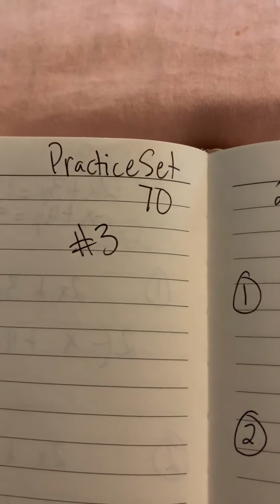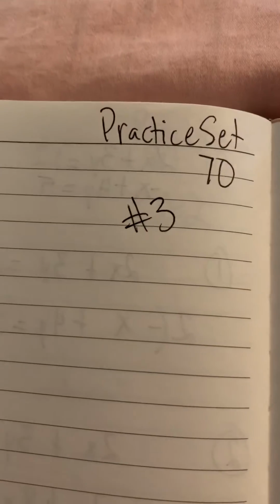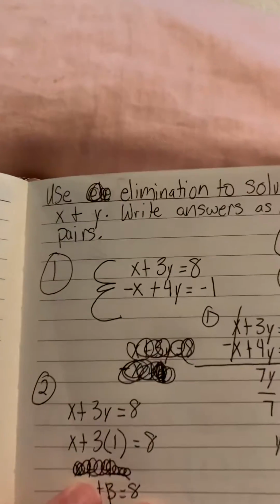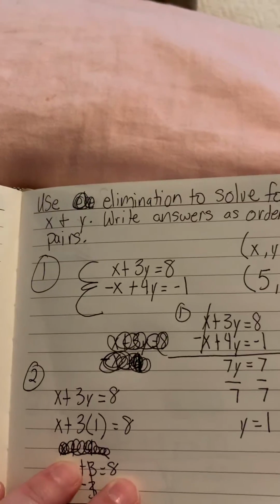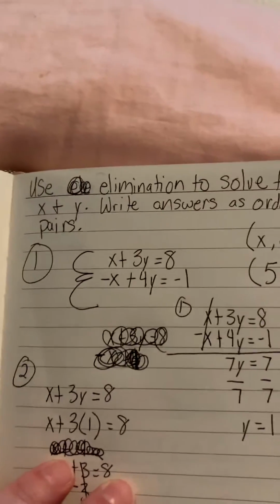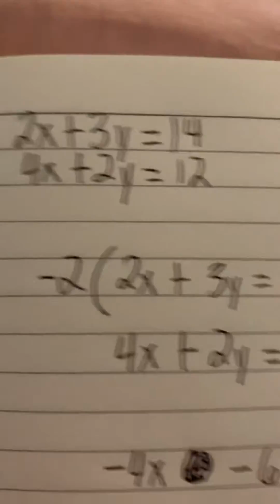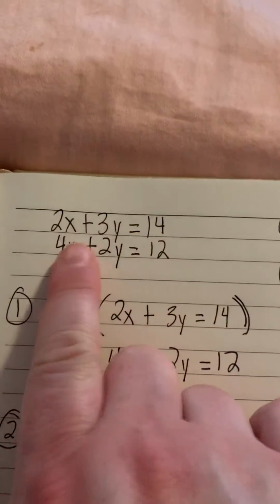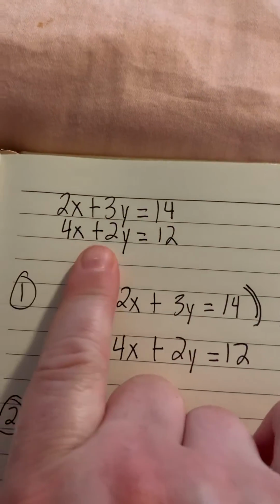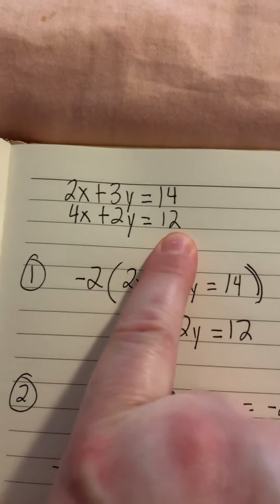Okay, so this is from practice set 70. This is the third problem. Your instructions say to use elimination to solve for x and y. Write answers as ordered pairs. Your equations are 2x plus 3y equals 14 and 4x plus 2y equals 12.